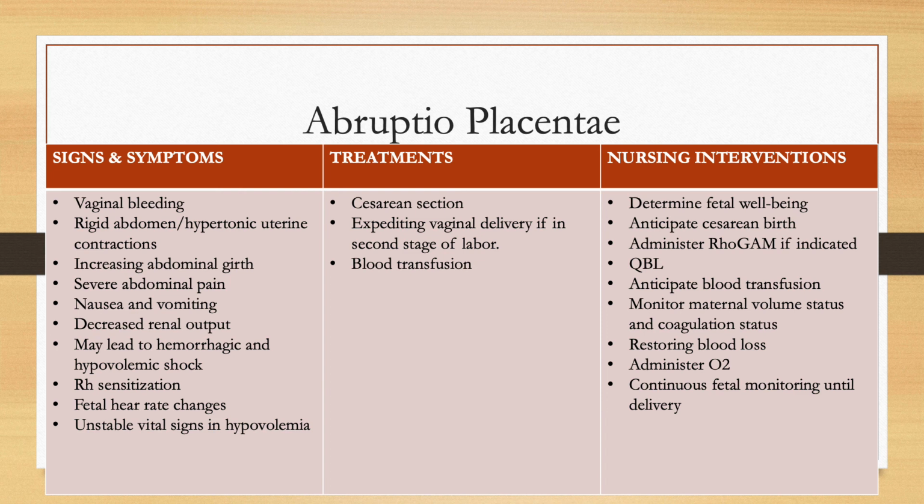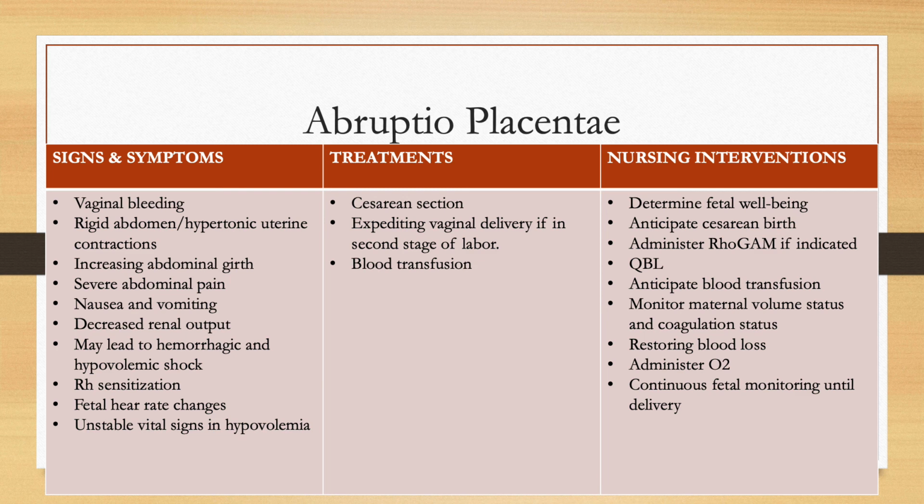is sustained. Okay, so they'll drop, let's say their baseline was 130, they can go down into the very low 80s, 70s, and it'll be sustained. You have an obstetrical emergency. Okay, unstable vital signs and hypovolemia. What are some of the treatments?